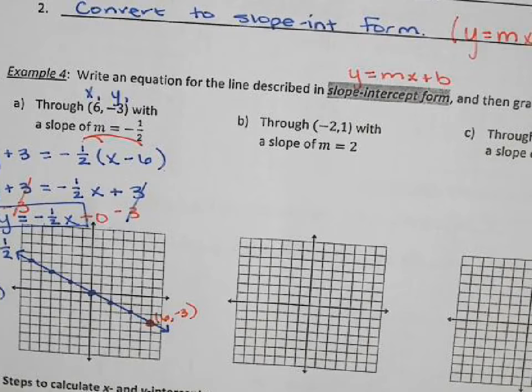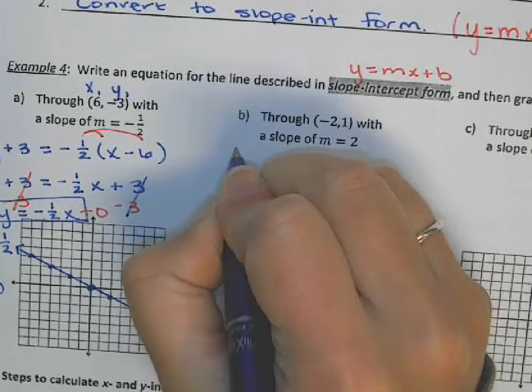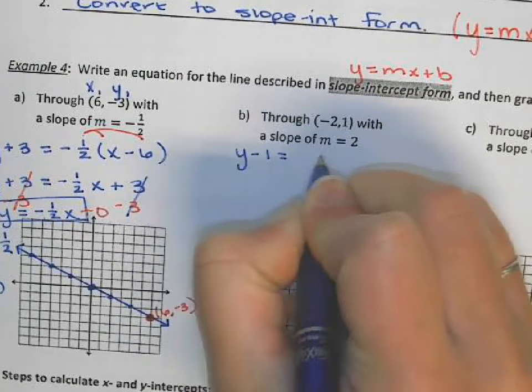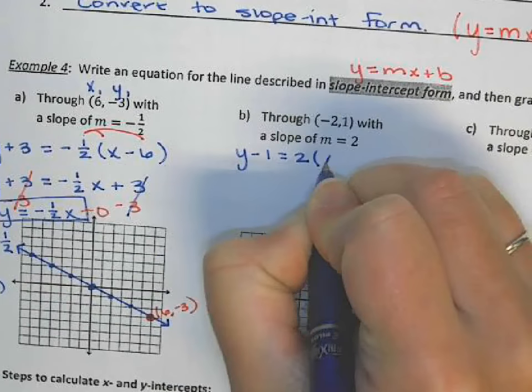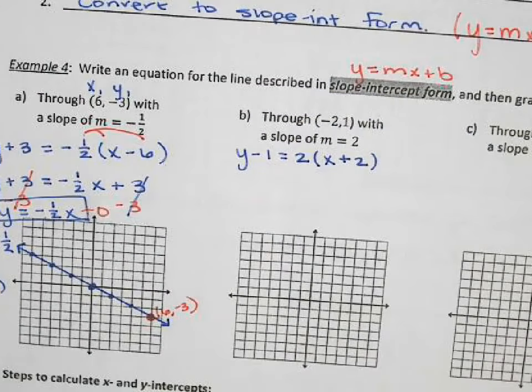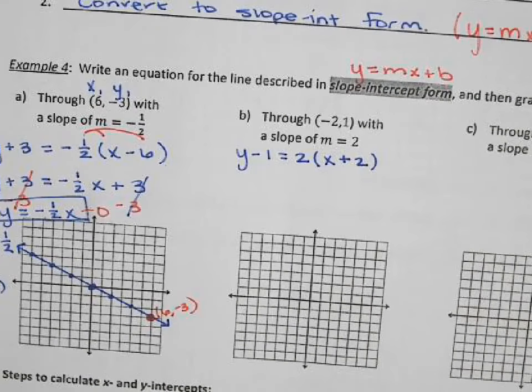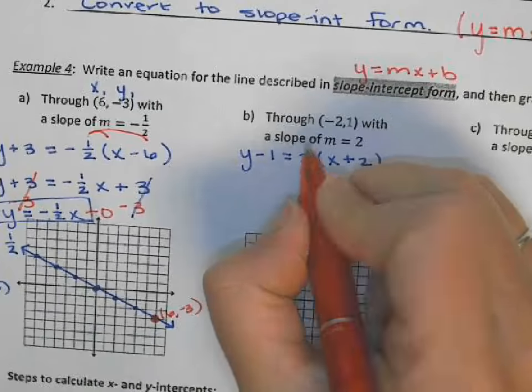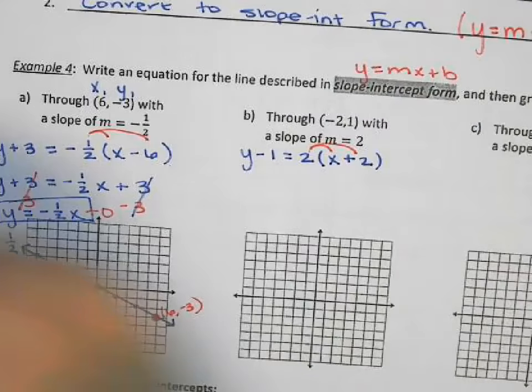All right, let's try the next one. Start by writing it in point-slope form. So we're going to have y minus 1 equals the slope, which is 2, times x minus negative 2, which turns into x plus 2. Distribute that slope so you can get rid of those parentheses.